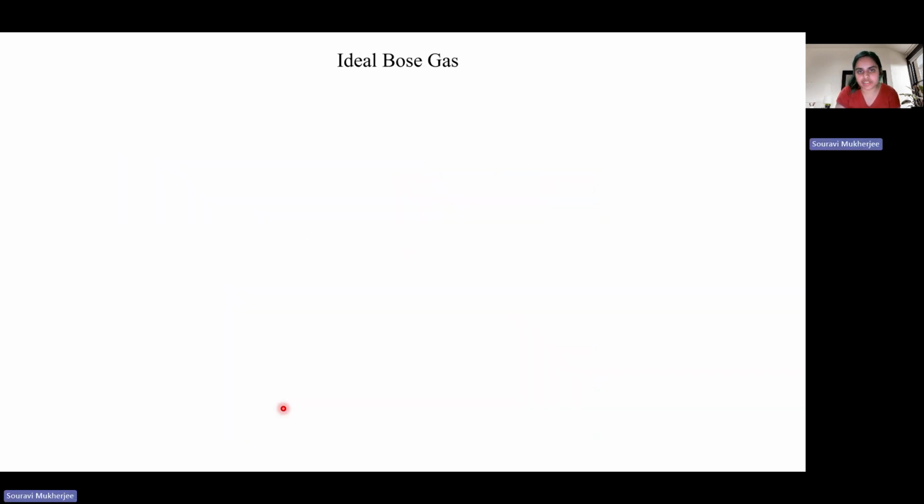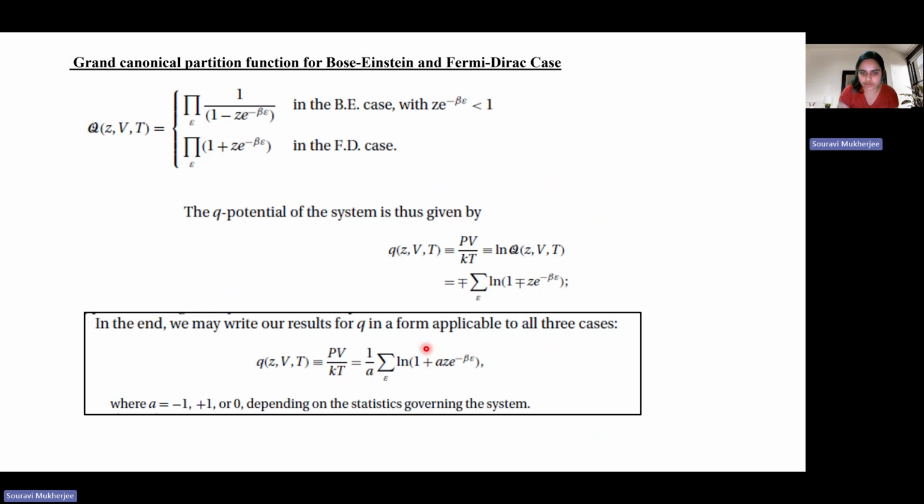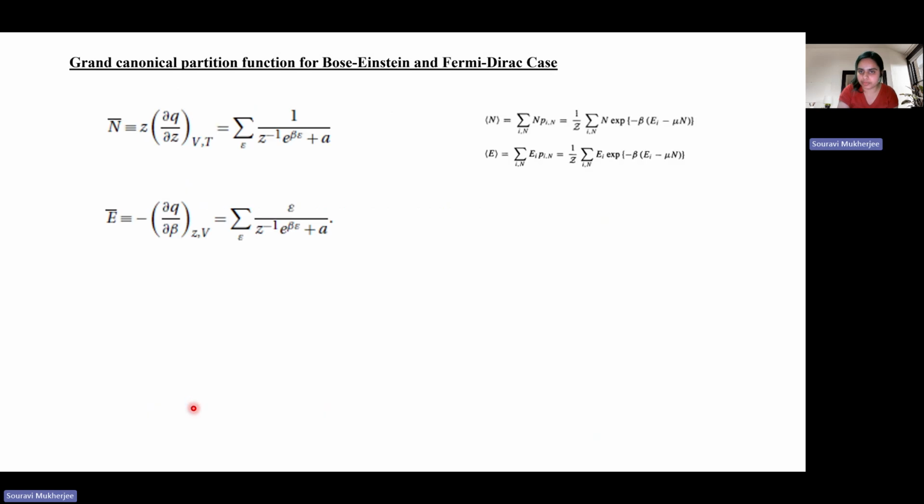Now, talking about the ideal Bose gas. We saw that the potential is given as PV by KT, which is equal to ln capital Q, where Q is your grand canonical partition function. For the Bose gas, you would put A equal to -1. If I go back to this description, this was our general expression. Now, if you put A equal to -1, you would get the Bose-Einstein distribution. So now we'll be talking about that.